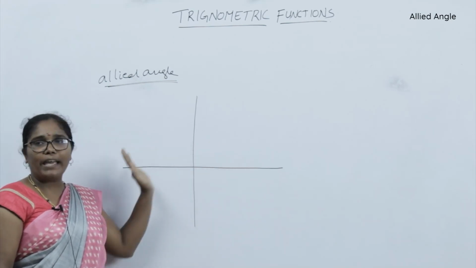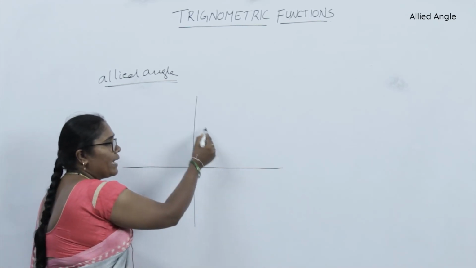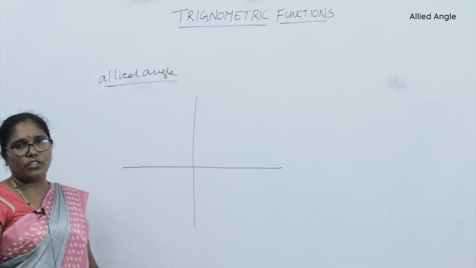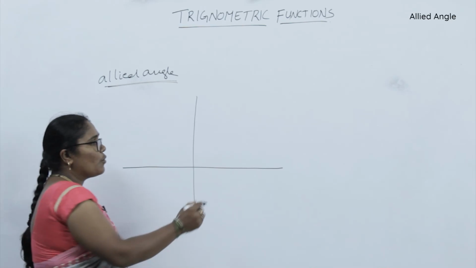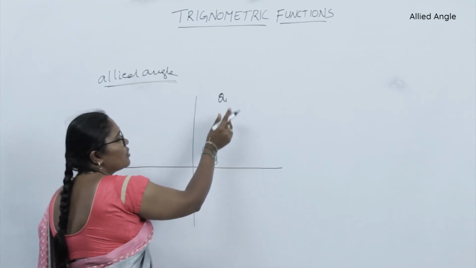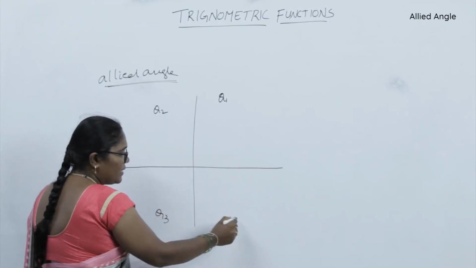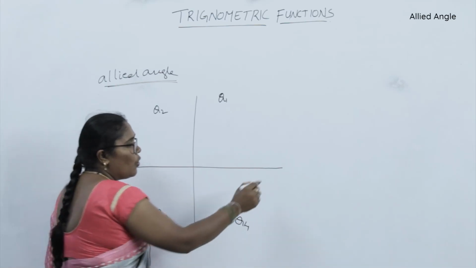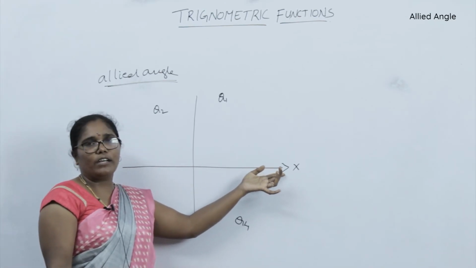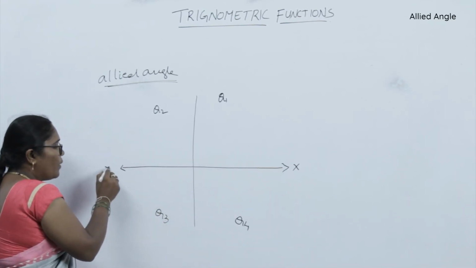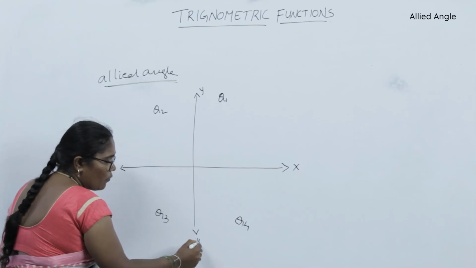So what is happening here is that a plane is divided into 4 quadrants. The quadrants are taken in the anti-clockwise direction. So in the anti-clockwise direction, this is the first quadrant, Q1, and this is quadrant 2, this is quadrant 3, and this is quadrant 4. Okay, you know this already. This is a horizontal line, which we can call the x-axis, and this is the negative x-axis. The vertical line we can call the y-axis, and here it is y dash.